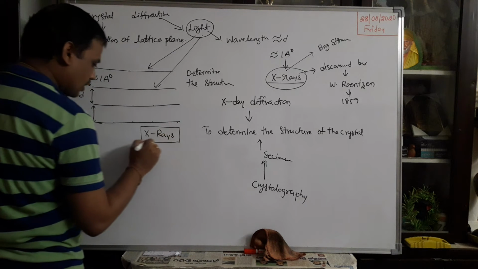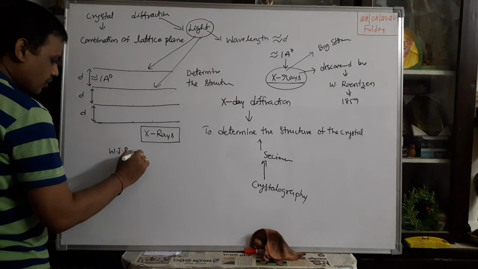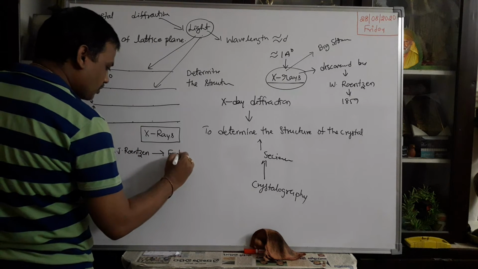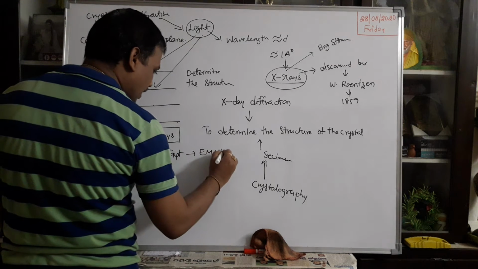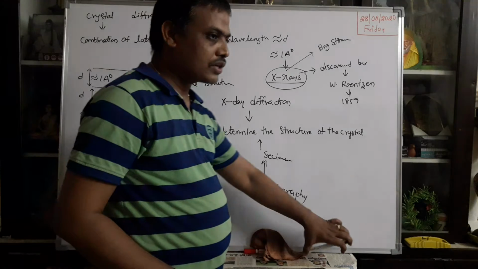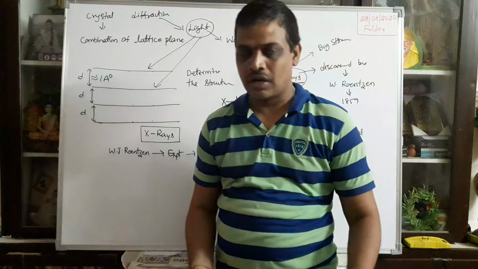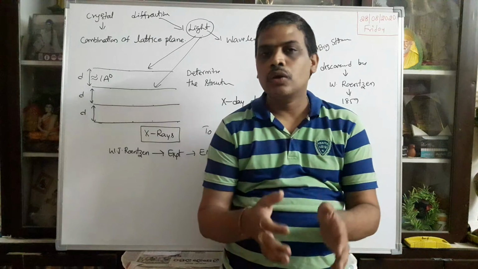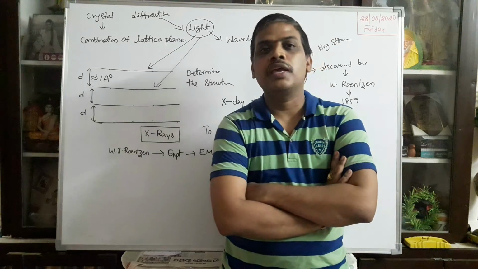X-rays. Actually, W.J. Röntgen was conducting an experiment, particularly on electromagnetic waves detection. He was conducting one experiment, the purpose of which was to give the complete property, structure, and characteristics of electromagnetic waves. Electromagnetic waves can simply be called EM waves.